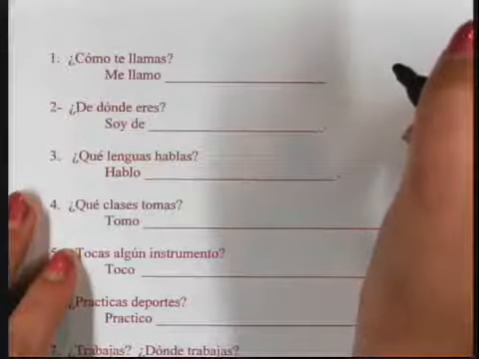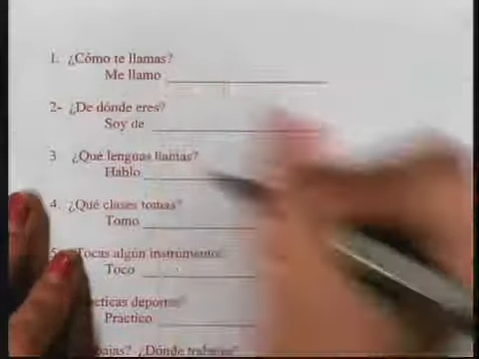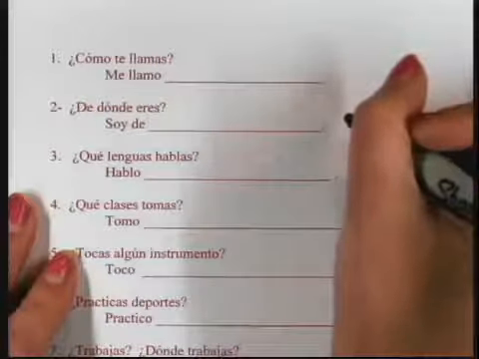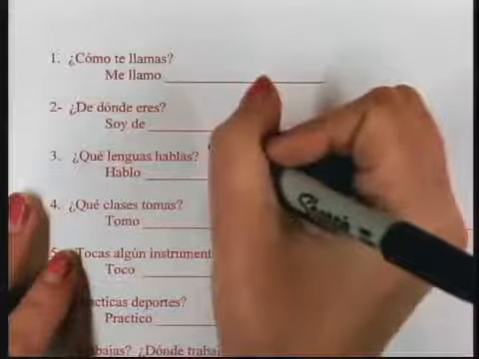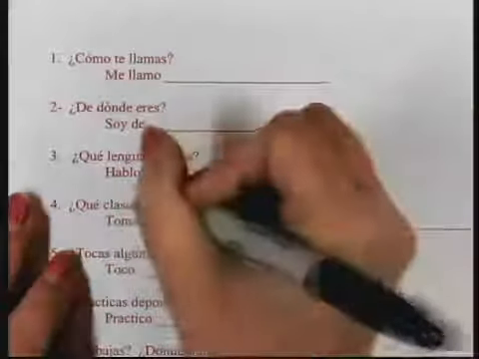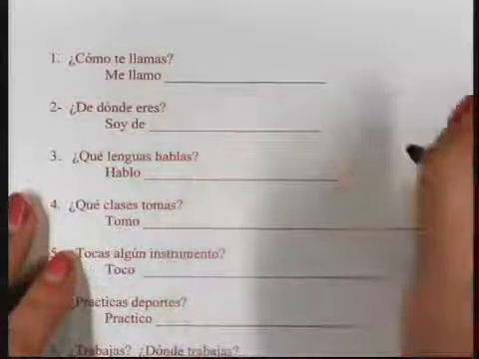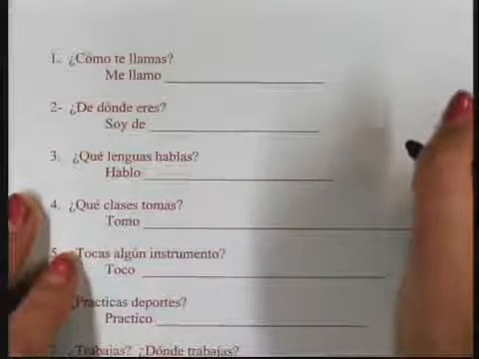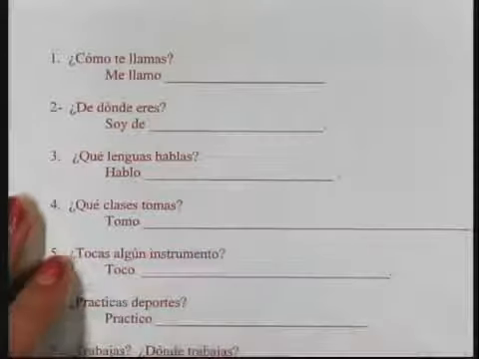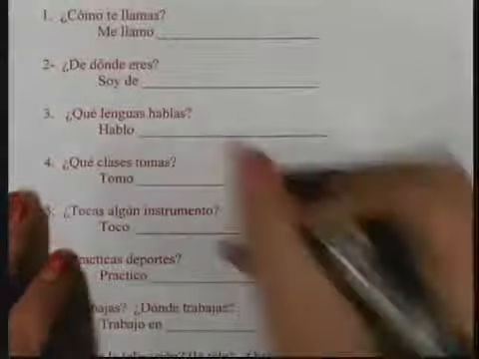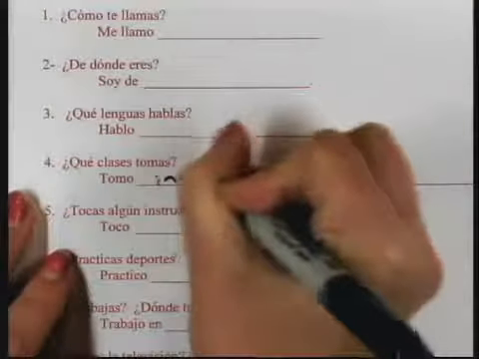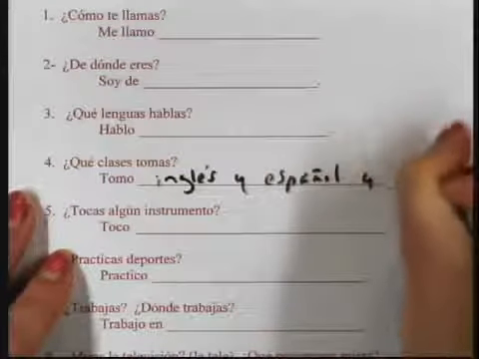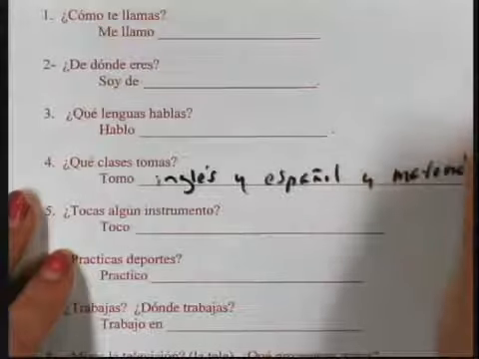Número 2. ¿De dónde eres? Escribe. Soy de. And wherever you're from. ¿Qué lenguas hablas? Por ejemplo, hablo inglés y un poquito español. Remember we did the languages? ¿Qué lenguas hablas? What languages do you speak? ¿Qué clases tomas? Por ejemplo, tomo inglés y español y matemáticas. It's a little hard to see.